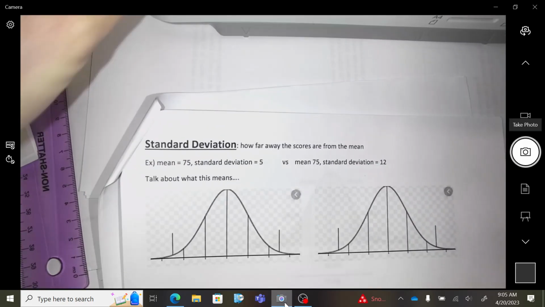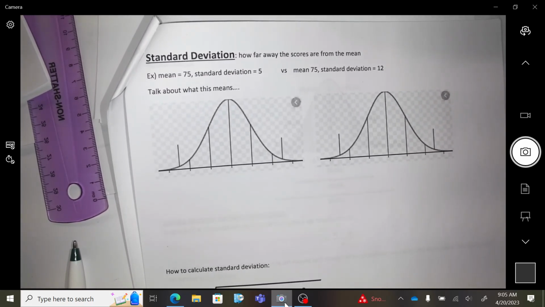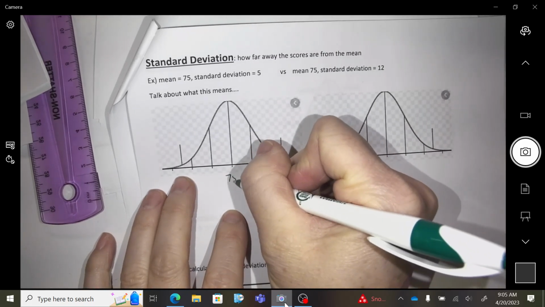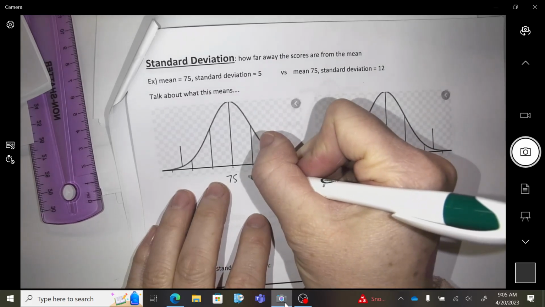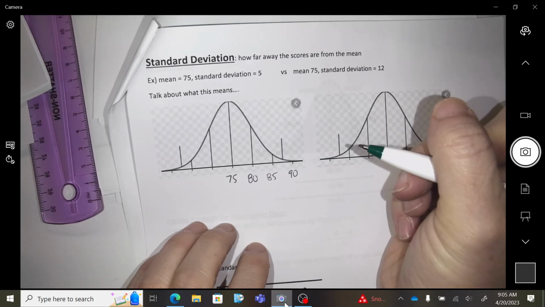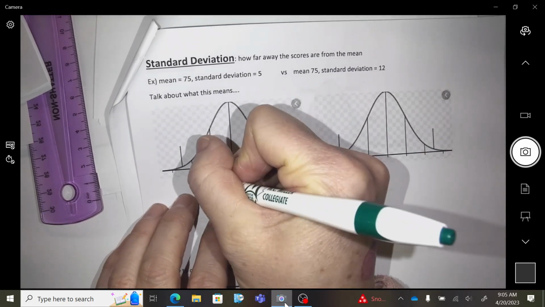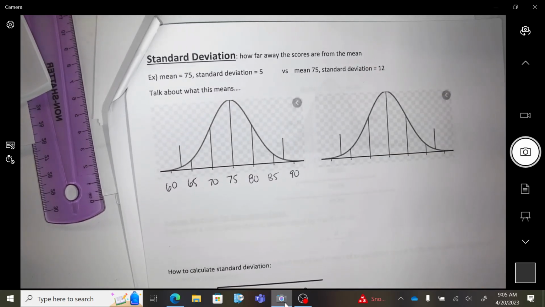So standard deviation is how far away from the mean you are spreading out. We're going to draw a curve that has a mean of 75 and a standard deviation of 5. So you would go 3, so 80, 85, and 90, and then 70, 65, and 60.